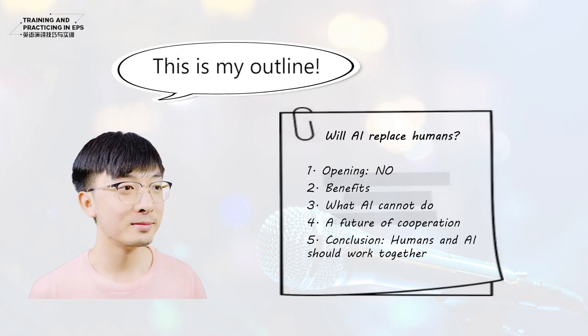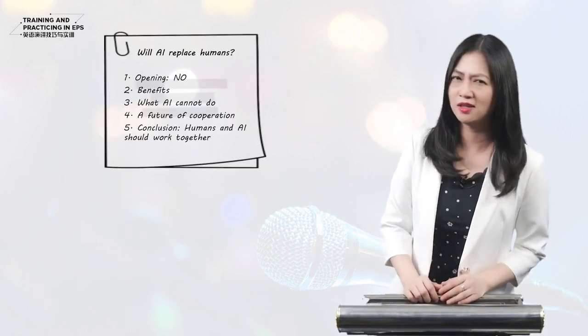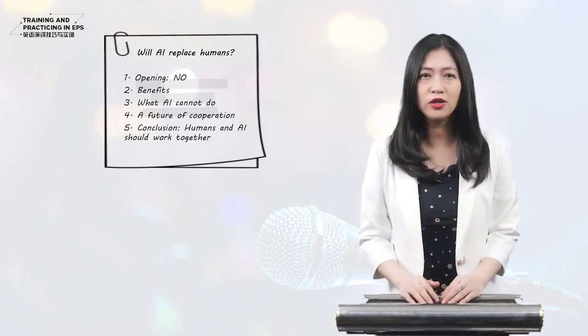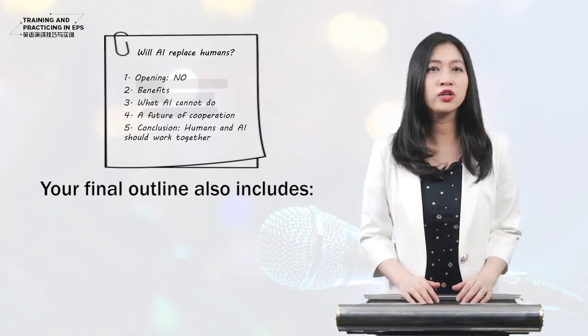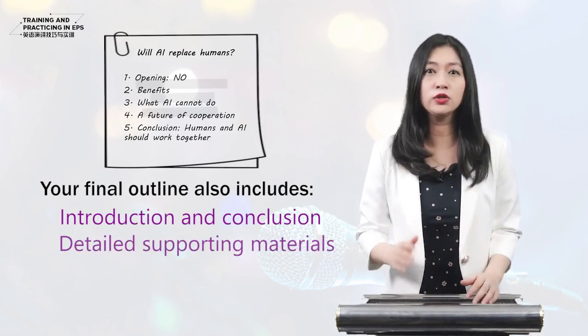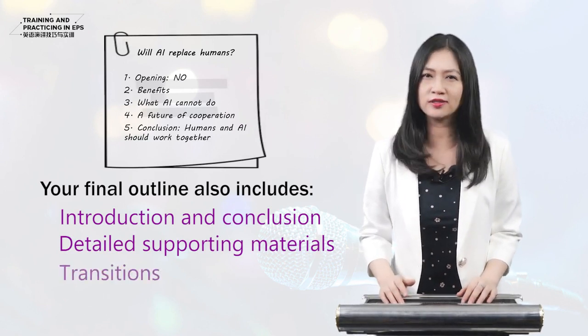Wow, it's so important and amazing, but I think it's really easy to write it. Alice, see, this is my outline. I've finished. What? This is your outline? Well, it's just a part of your outline. Actually, your final outline also includes your introduction and conclusion, detailed supporting materials, and the transitions.